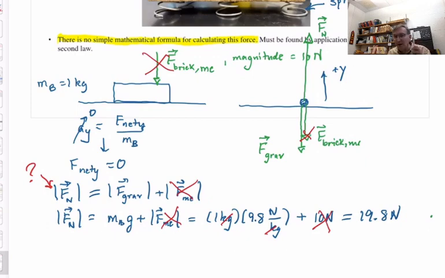Okay, so those are three common, very important forces in everyday situations. Force due to gravity, tension force, normal force. We'll be using those as we practice with this chapter. That's all for this video.